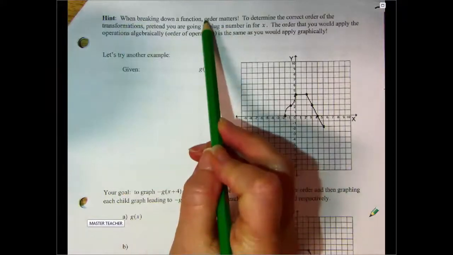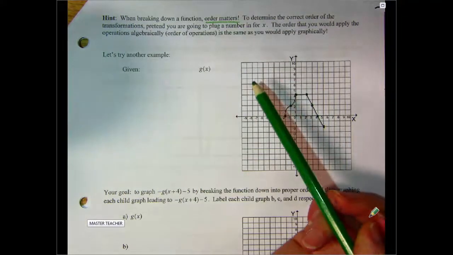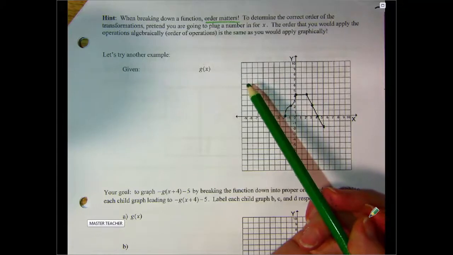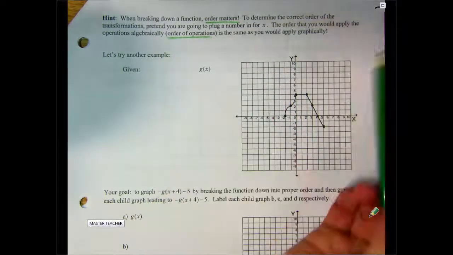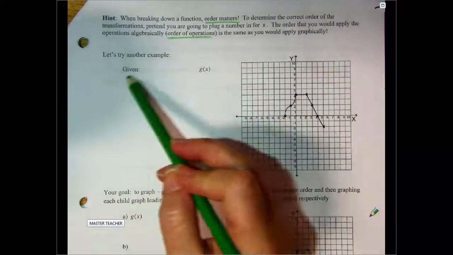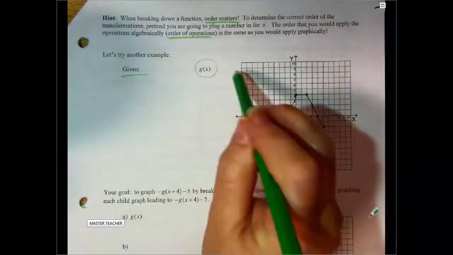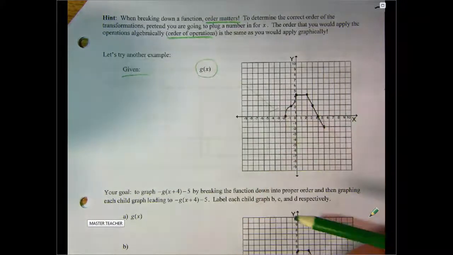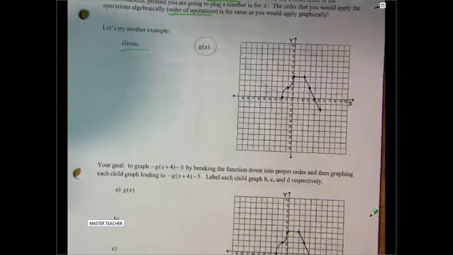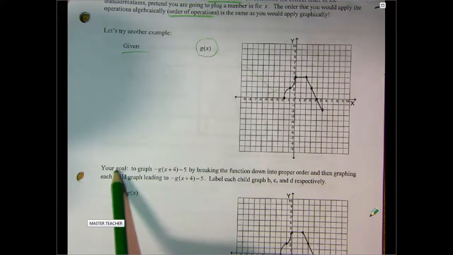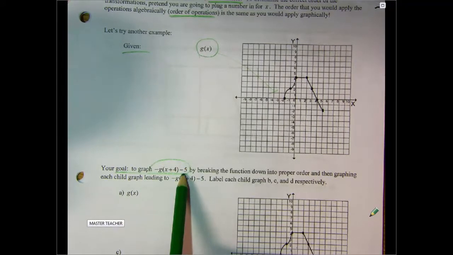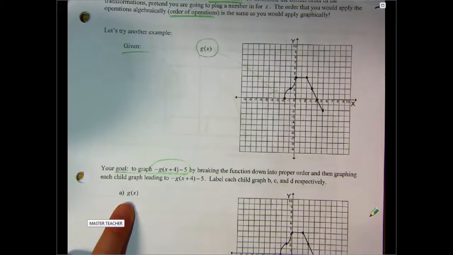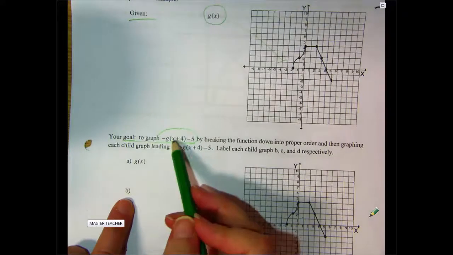Let's do one more. So I'm just reminding you the order matters. Again, follow PEMDAS, your order of operations. So here I have some function named g, and I've graphed it for you by itself on the top axes. It's just kind of a reference for what we started with. But on the bottom, you're going to graph negative g of x plus 4 minus 5. Again, by breaking it down into individual transformations.